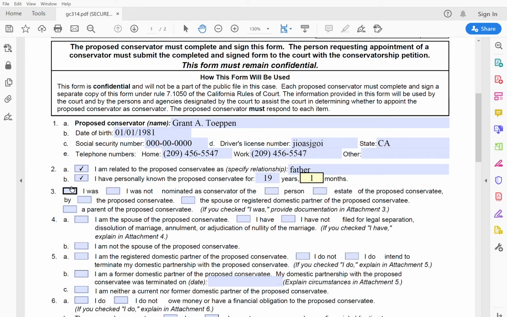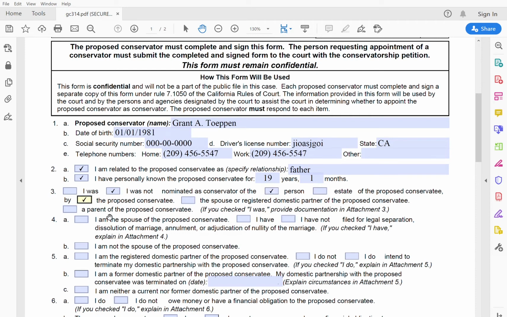So 3, either I was or I was not nominated as the conservator of the person or estate of the proposed conservatee by the proposed conservatee or the spouse or registered domestic partner of proposed conservatee or a parent of the proposed conservatee. So there's no legal requirement that one be nominated. It sure helps. But in cases like this, where I am the person applying and no one else is going to contest this, why make myself do the extra work of getting a nomination in there? It's not going to be an issue. So I would just say I was not nominated as the conservator of the person by the proposed conservatee.